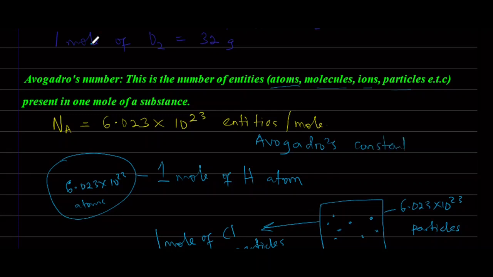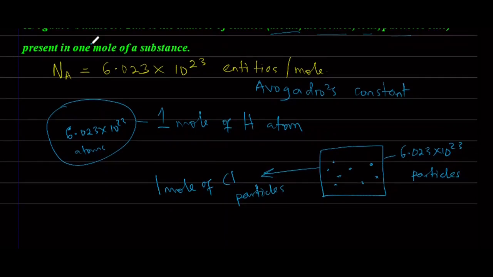and the unit depends on the entities we are talking about, which can either be atoms per mole, molecules per mole, ions per mole, particles per mole, depending on the entities specified in the mole. So we have looked at Avogadro's number and the mole. Let's consider the molar mass and molecular mass of a substance.